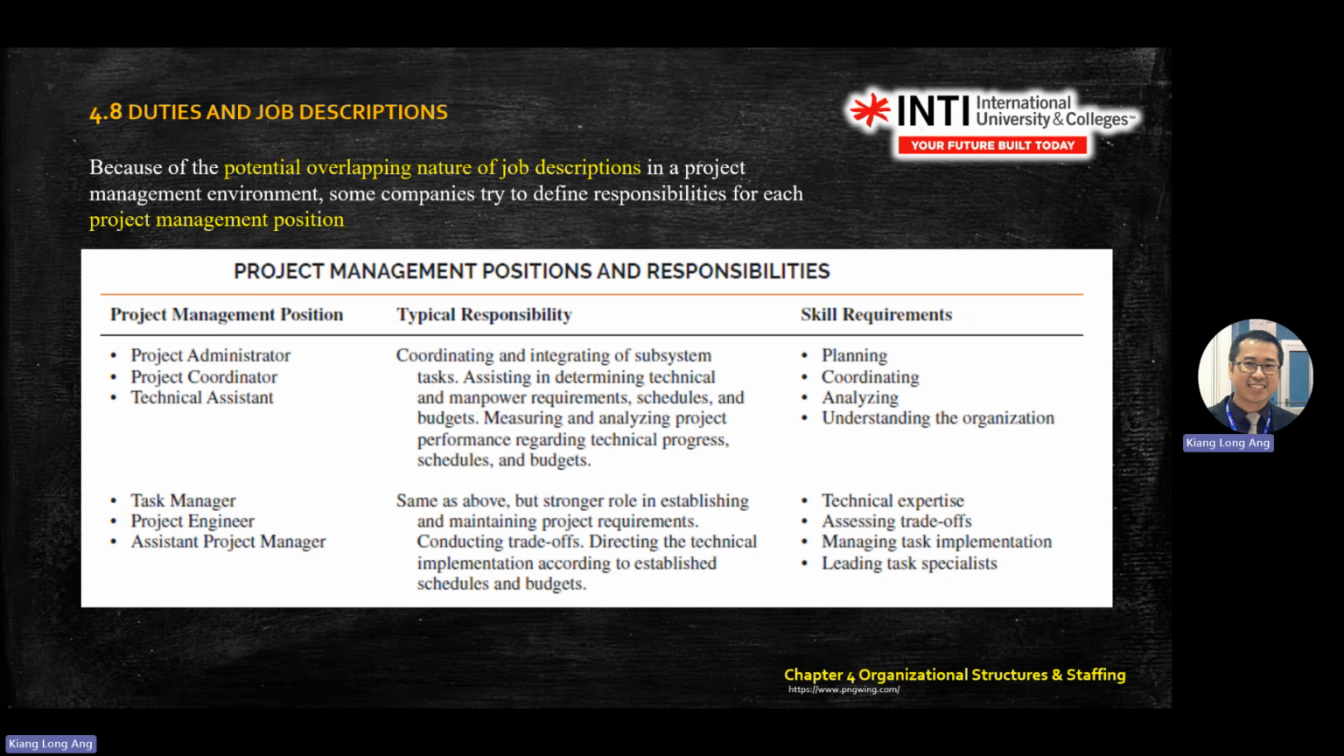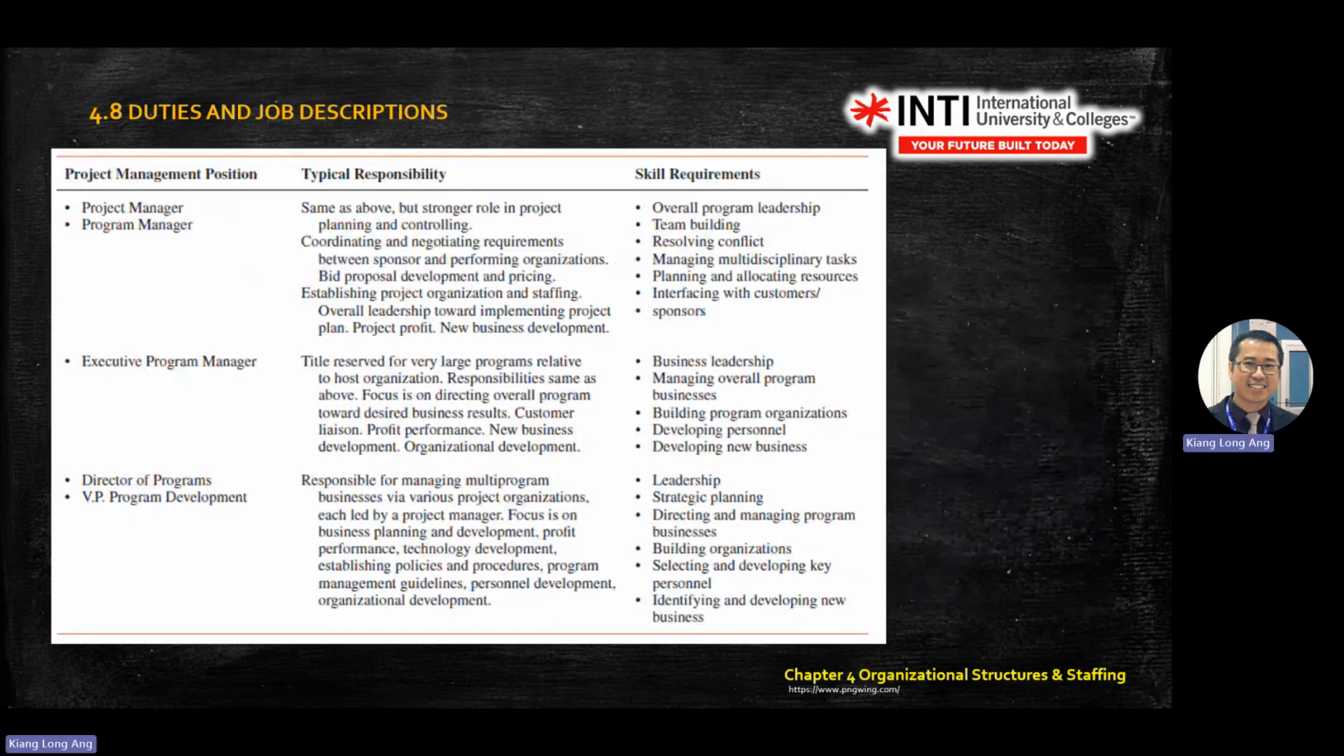So the question on duties and responsibility can be very short. It can just ask you to elaborate based on your understanding, explain project management position and responsibility for task manager, project engineer, and or assistant project manager. So you want to write this one, this one plus this one. Okay. Then the skill requirement, this one. Okay. But anyway, I will still brief you guys if this kind of question comes up, so you can read and prepare for it. Okay. And so on. There are lots of positions and their responsibility and skill requirements.